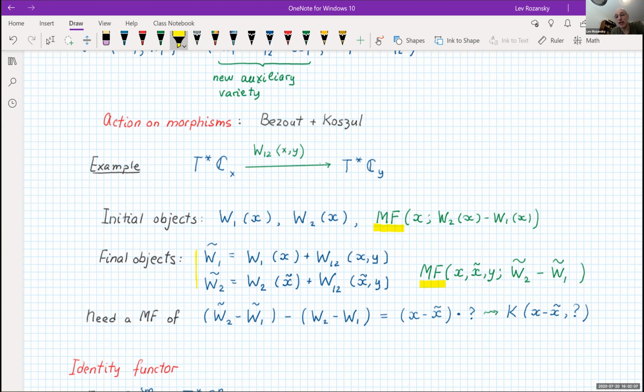So you have to find a canonical matrix factorization of the difference of these superpotentials. And luckily, you see that this difference of the tilde ones minus the difference of the original ones becomes 0 when x equals x tilde. So Bezout tells you that you can factor it out, and then you get the Koszul complex. So by tensor multiplying by this K, you go from the first matrix factorization category to the second category.